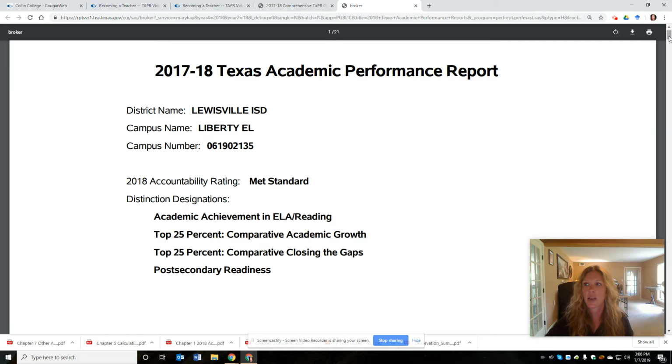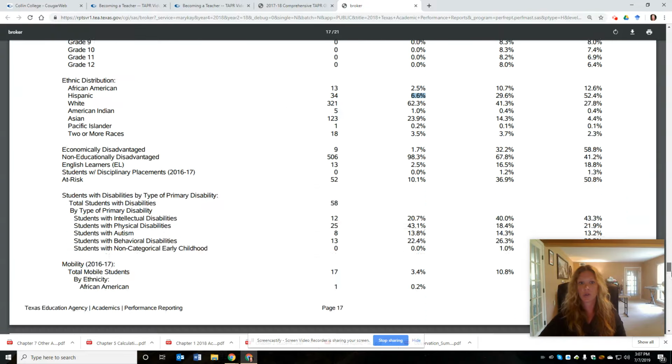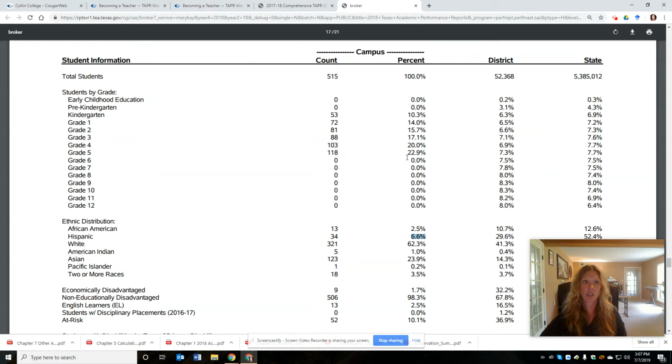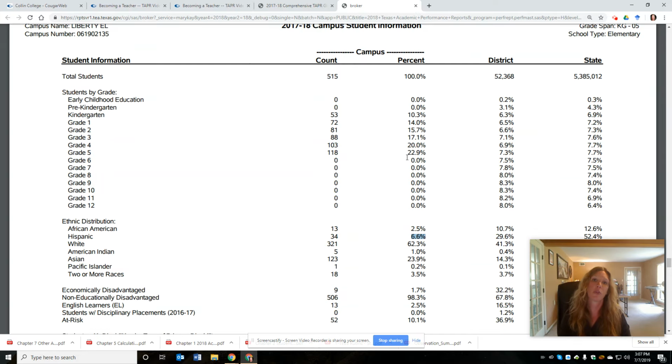I did pull the report for Liberty Elementary in Louisville ISD. What we're actually going to start with is down towards the end of the report. Sorry for the scrolling. We're going to start with what the campus student information looks like first, so we get a feel for maybe why we're seeing some of the other numbers in other places.